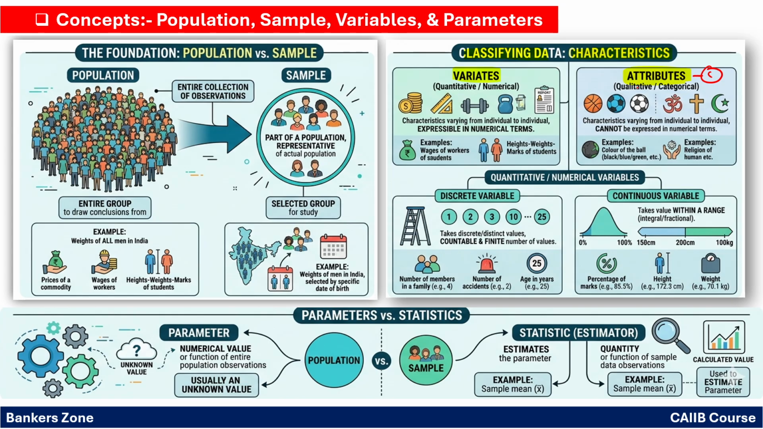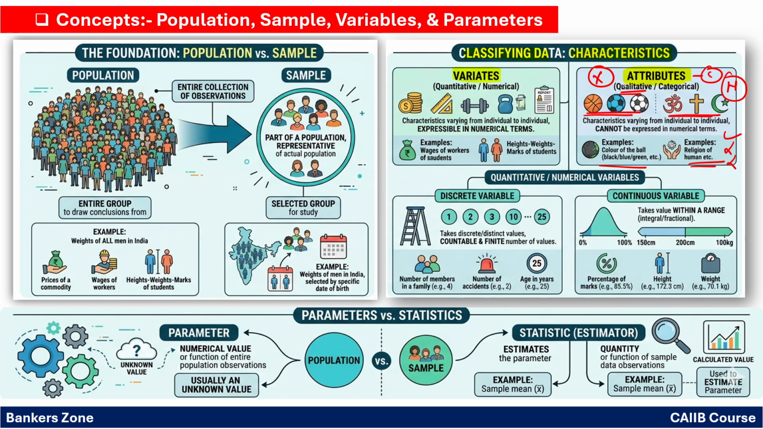So when the data is qualitative in nature, it cannot be expressed in the form of numbers, right? For example, what is the color of the ball? What is your religion? You have to speak it, you cannot give numbers, right? So the color of a ball, the religion of a human, these are data which you need to speak, which you cannot quantify. Numbers cannot represent the attributes.